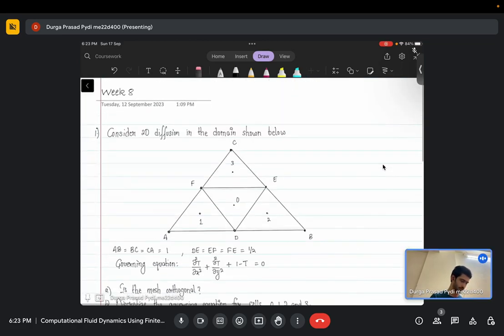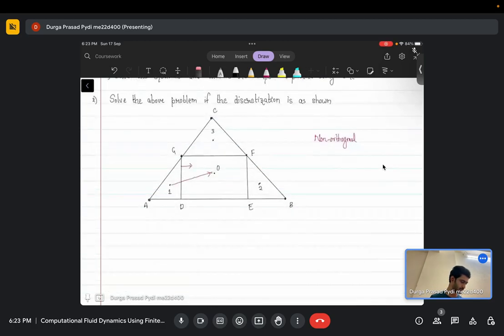Yes, this week's assignment essentially focuses on orthogonal and non-orthogonal meshes, and we have discussed both the variants. So I think if there are no questions, then we can conclude maybe.